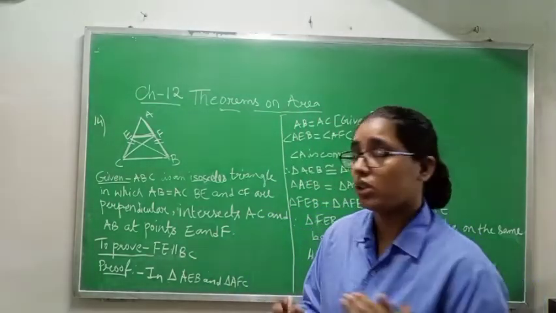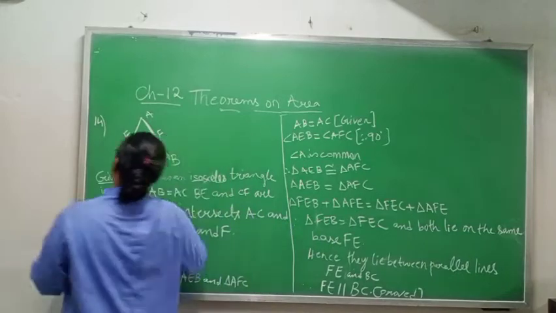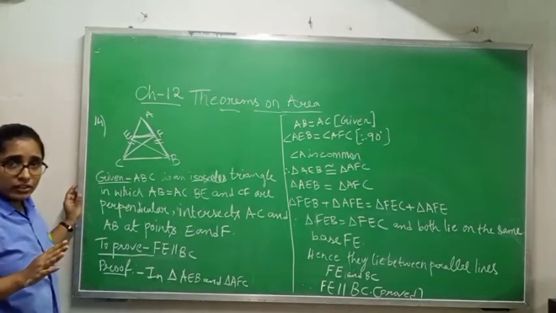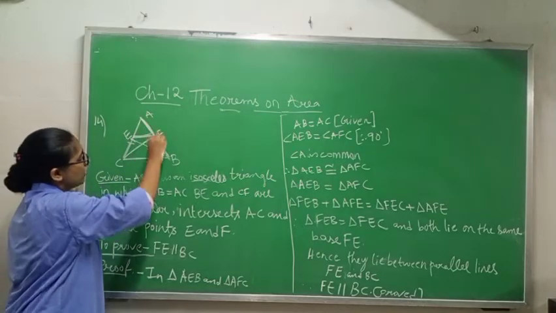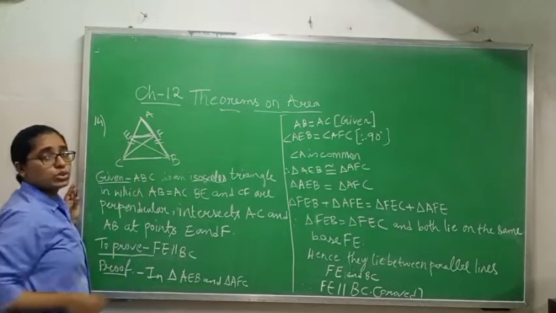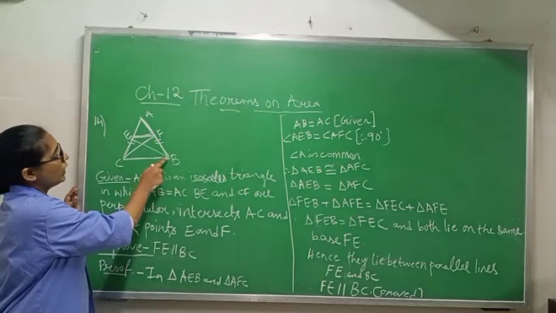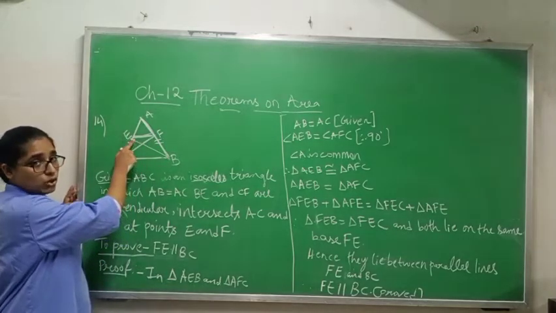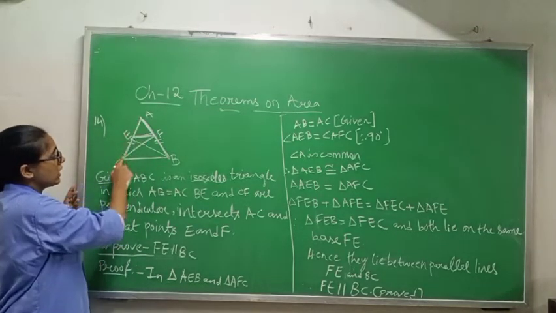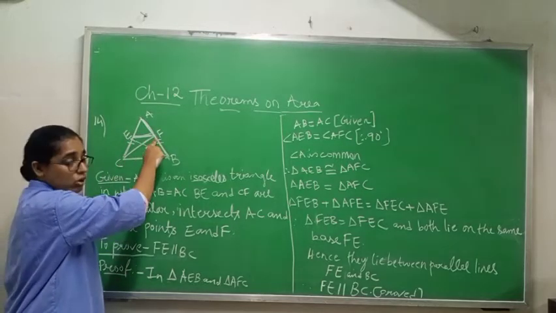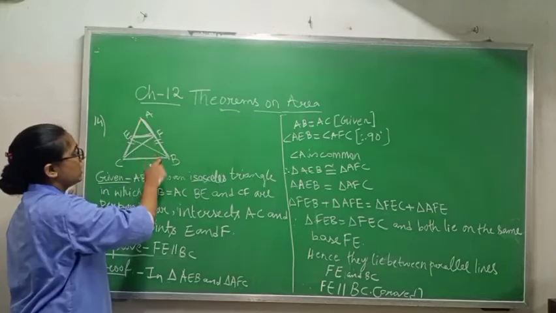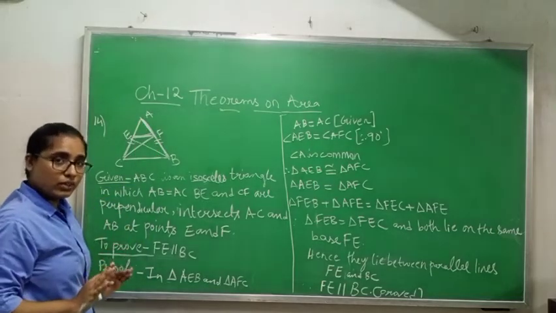So in the question, what are the things given to us? ABC is a triangle in which AB and AC are both equal. From point B, one perpendicular is drawn which intersects AC at point E. From point C, one perpendicular is drawn which intersects AB at point F. This is the thing given to me.